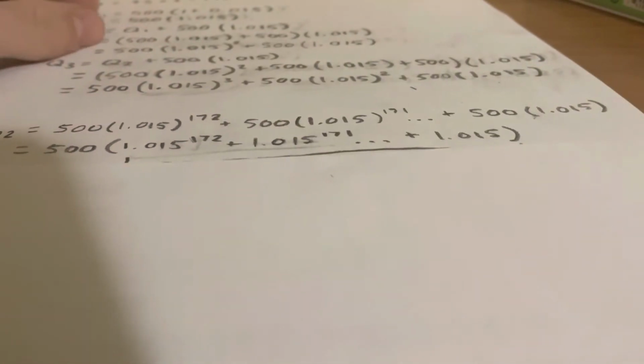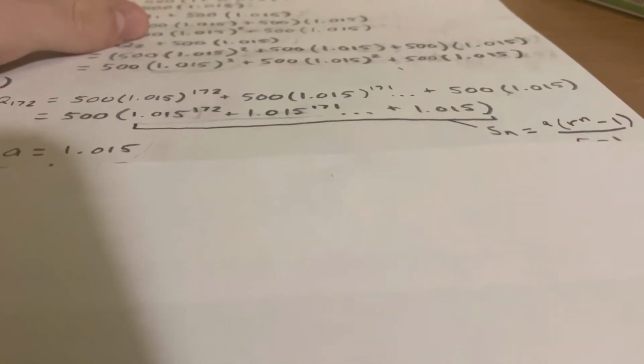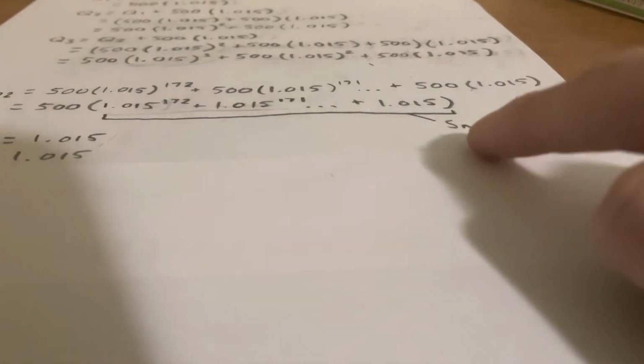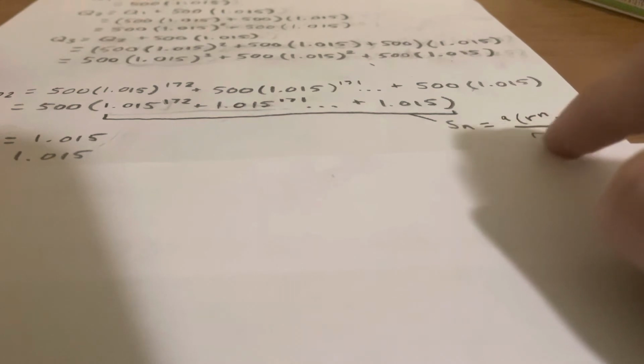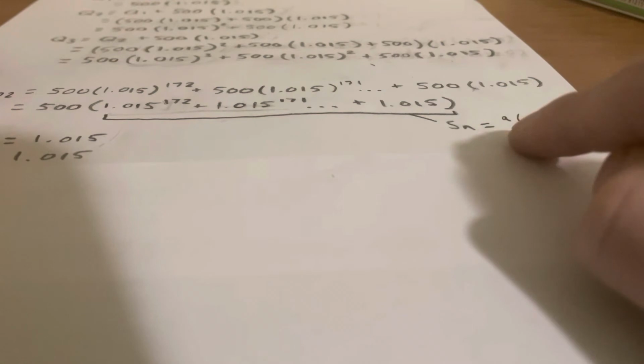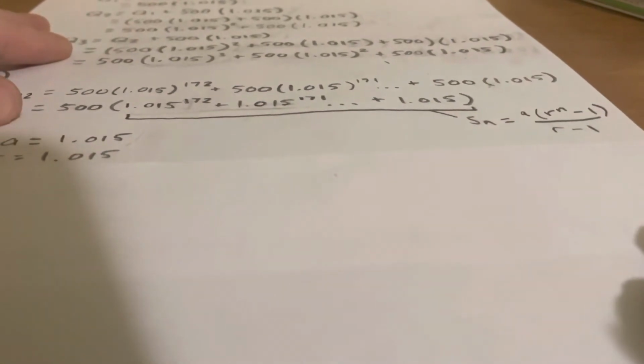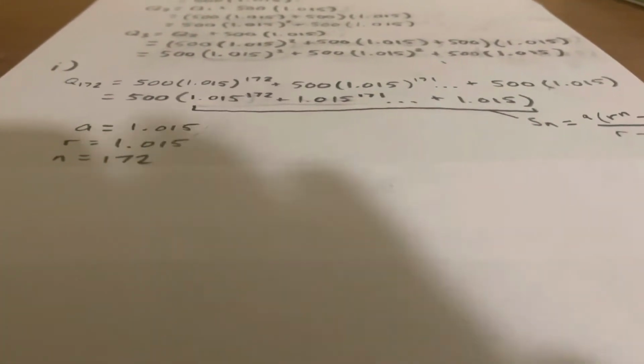And just inside, we lose the brackets and just have our interest rate times the power, all the way down to 1. Now this is a geometric series. To work out the sum of a geometric series, we need the formula. Sn is equal to A, open bracket, r to the power of n minus 1, close bracket, all over r minus 1. Now, again, we need to establish what our values are.